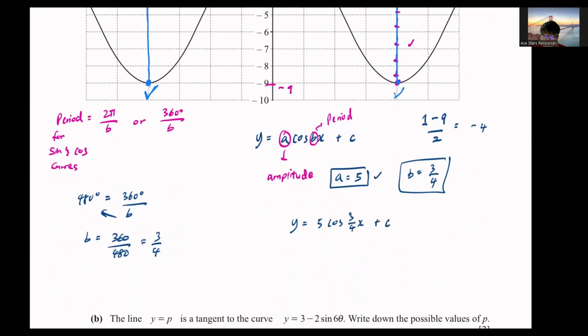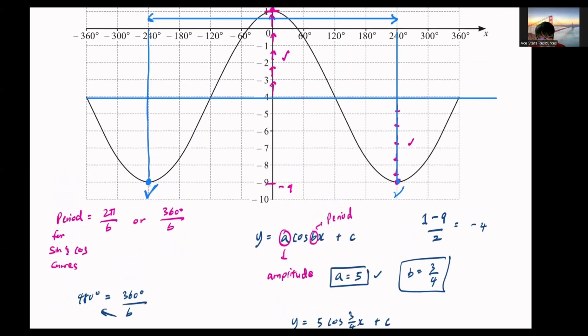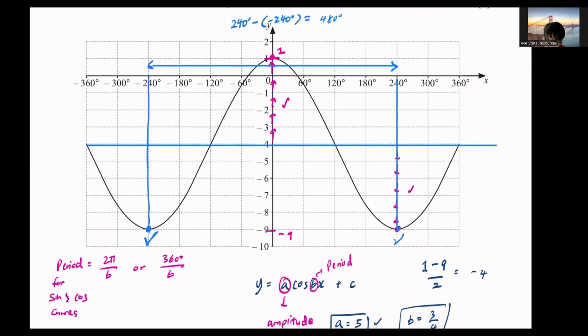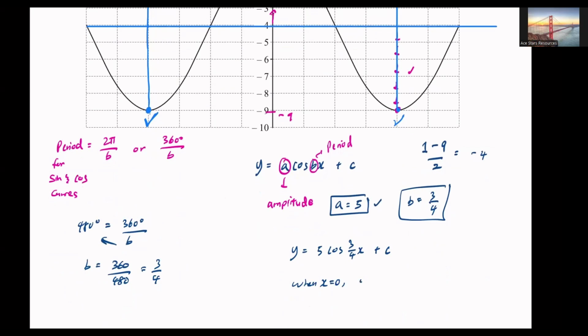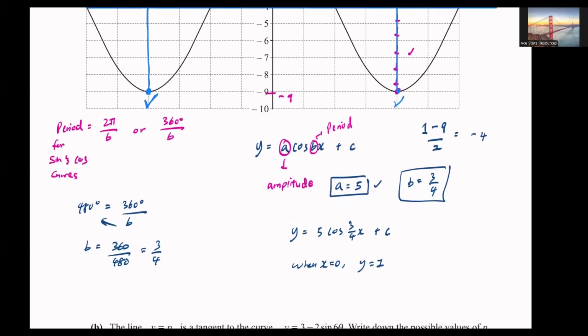So how do we find c? You can either let your x be equal to 0 or y equal to 0. So in this case, I'm gonna let x equal to 0. When x equal to 0, where is your y? The y is clearly 1, right? So it cuts the y-axis at 1. So y is equal to 1. So 1 equals 5 cos 0 plus c. And you know that cos 0 is 1. So technically it will be 1 equal to 5 plus c. Therefore, c will be equal to negative 4.